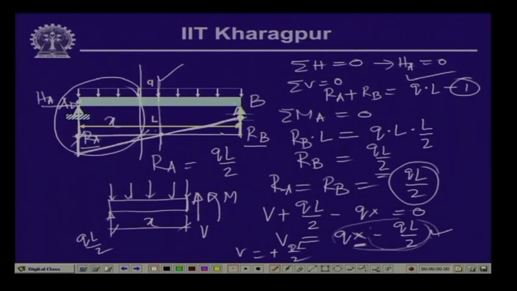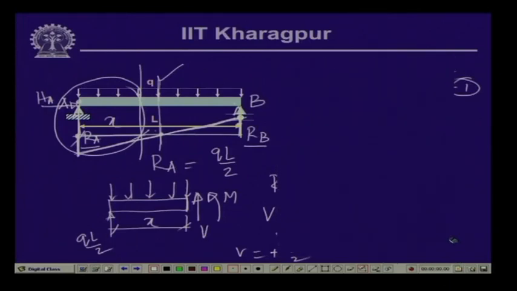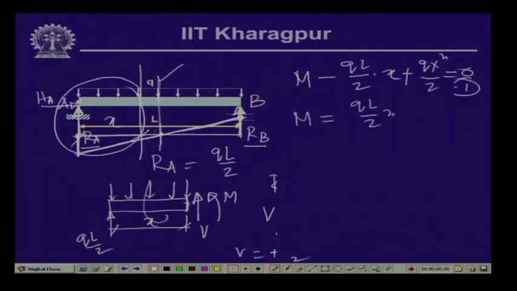Now, if you compute the value of the bending moment, then the bending moment at this particular section is M. If we take the moment of all the forces with respect to this particular section, M is anti-clockwise, qL by 2 is clockwise, so minus qL by 2 into x, and this is also anti-clockwise, so minus qx square by 2, this is equal to 0. So, M is equal to qL by 2 x minus qx square by 2.